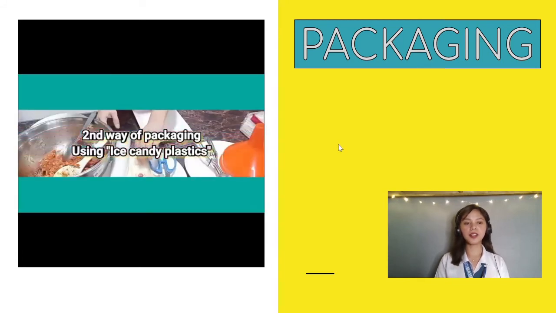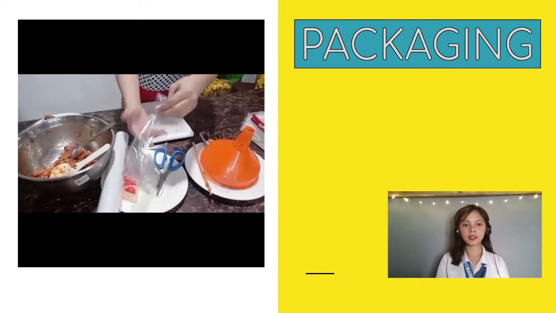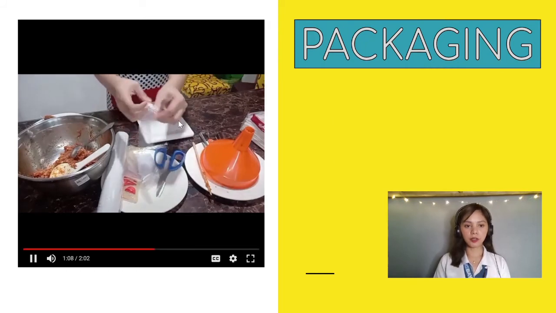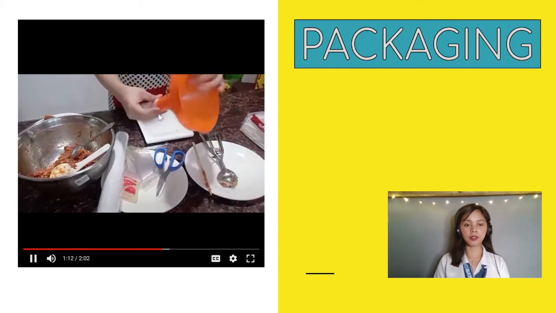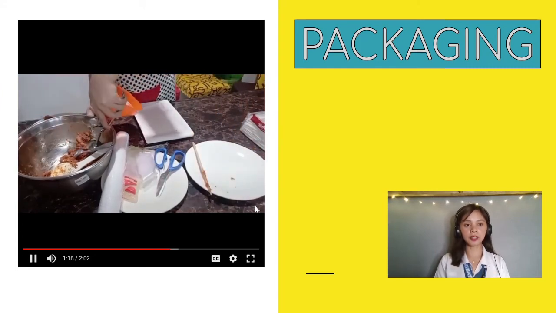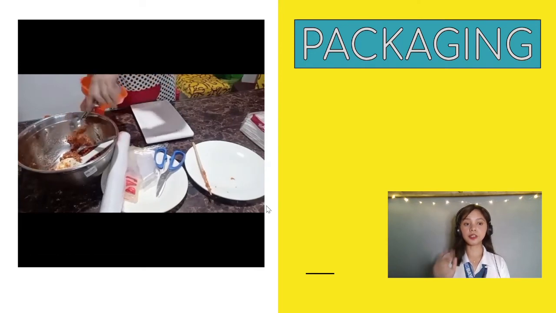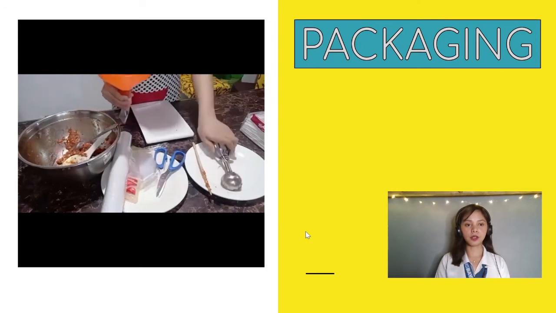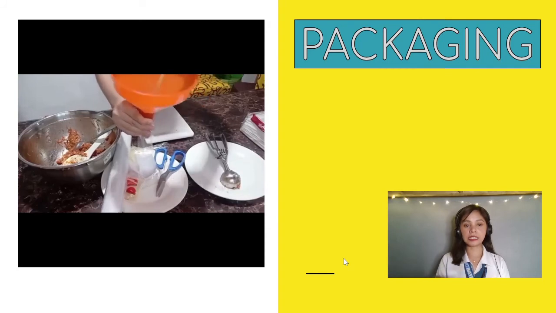The second way of packaging is using ice candy plastics. My ice candy plastic here is a bit bigger. You can use smaller. I'm gonna roll it until I reach the bottom part of the plastic ice candy, so it's easier for me to put the funnel inside. So again, a spoonful of meat inside the funnel, and then I'm gonna push it using the stick.